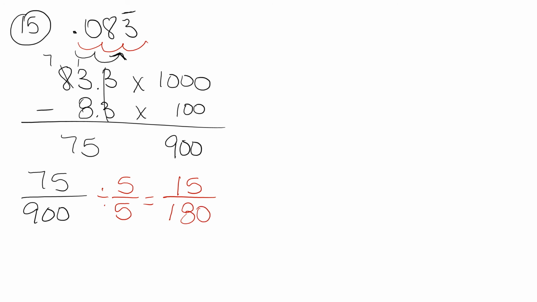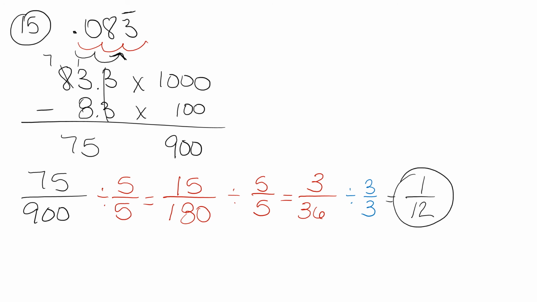Again, they are still ending in 5 and 0, so we know they are divisible by 5. 15 divided by 5 is 3. 180 divided by 5 is 36. These numbers still need to be reduced. They are divisible by 3. So 3 divided by 3 is 1, and 36 divided by 3 is 12. So your final answer would have been 1/12.